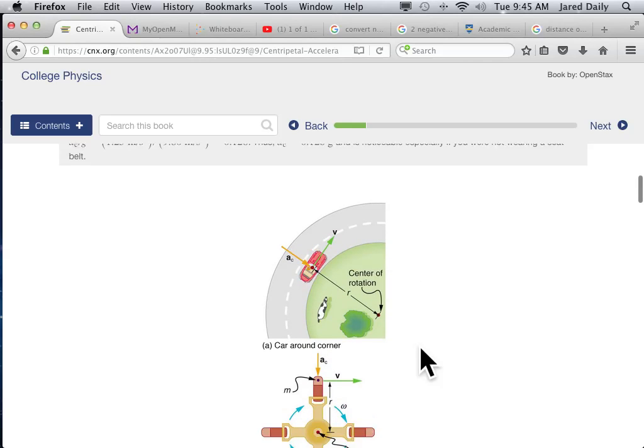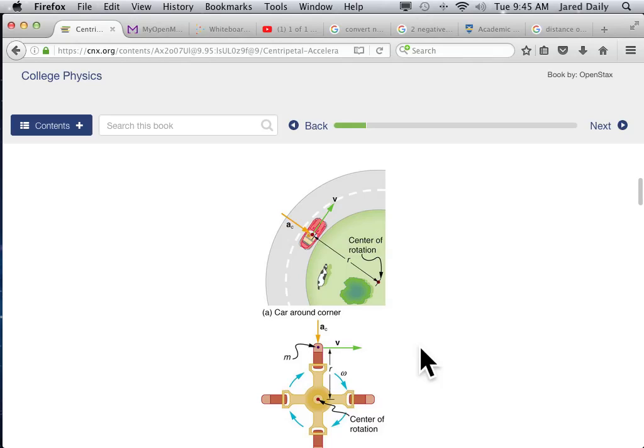Now here's a question for you. When you're going around that corner in your car, what is it that keeps you going in that circle? If you're in a car, what is the thing that keeps you personally in that car going around the circle? If there's an acceleration, doesn't there have to be a force?